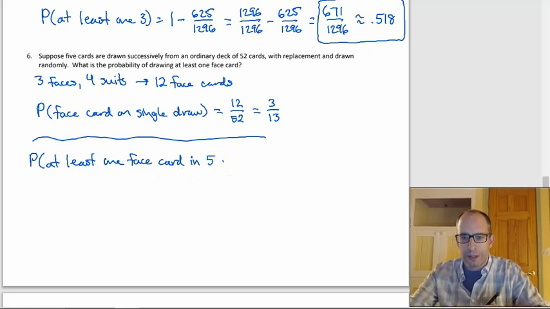Uh-oh. I lost the ability to draw. Turn it off, turn it back on. Oh, it worked.